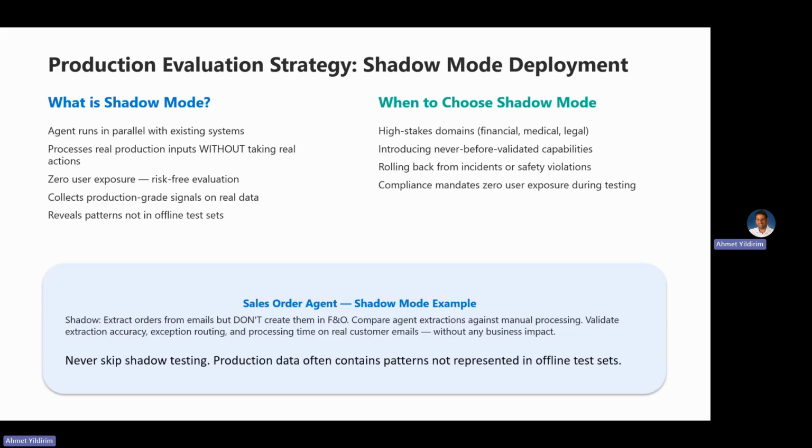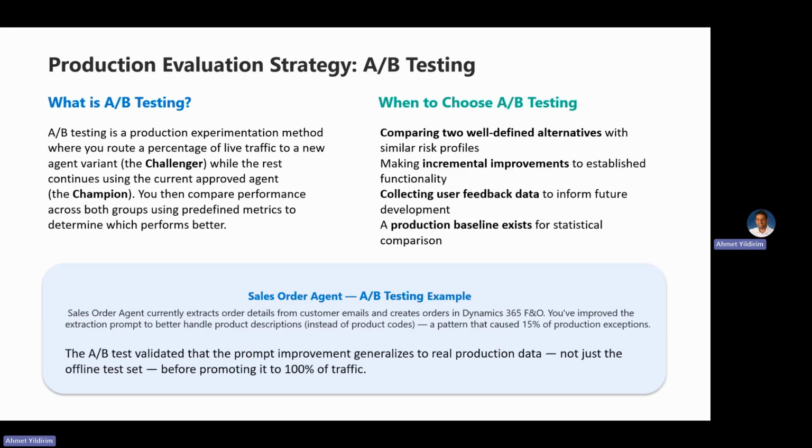So not every shadow deployment needs 100% mirroring. So the key takeaway here about shadow mode, we can say: never skip shadow testing. It's your last line of defense before real users are affected. So let's come to A/B testing.